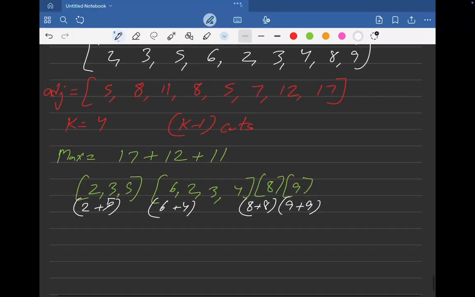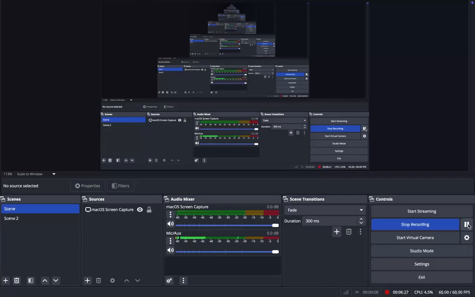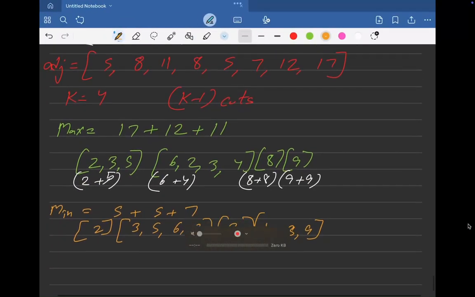Then the next thing is the minimum. I need to find 3 minimum values. So the 3 minimum values are 5, 5 and 7. And what are the subarrays? So this is the subarray.